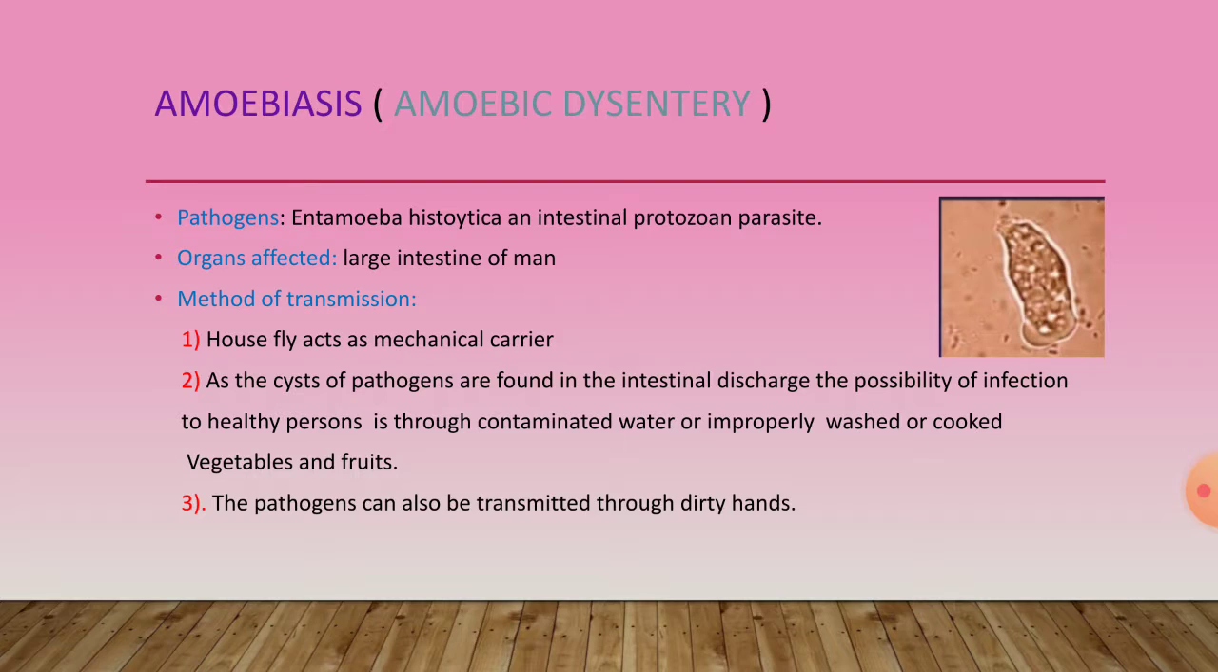The methods of transmission of amoebiasis are: first, it is transmitted by housefly, which acts as a mechanical carrier. Second, as the cysts of the pathogen are found in the intestinal discharge, the possibility of infection to a healthy person is through contaminated water or improperly washed or cooked vegetables and fruits. Third, the pathogen can also be transmitted through dirty hands.